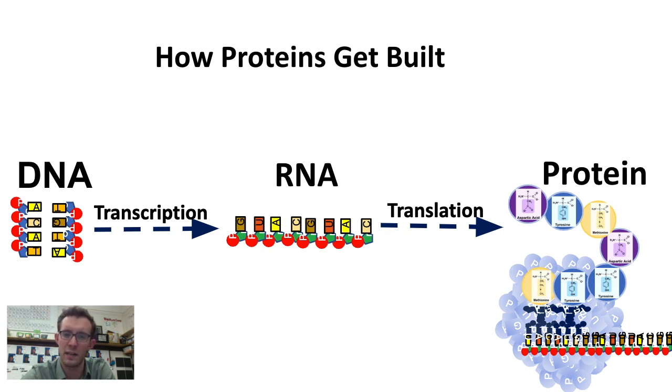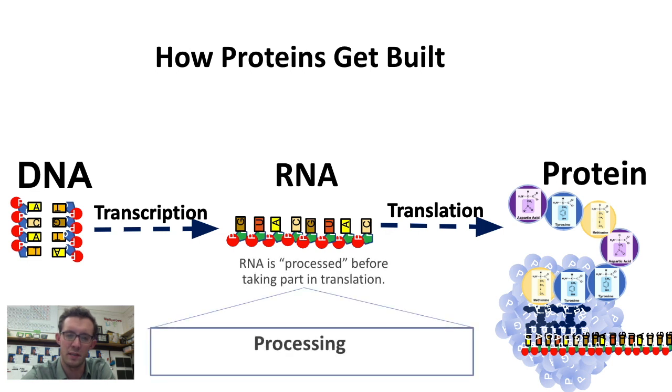Before the RNA goes on to build proteins, RNA gets processed. So after RNA has been transcribed, but before RNA is involved in translation, RNA goes through several modifications. And so before the RNA is processed, it's called pre-RNA. And after the RNA is processed and modified, it's called mature RNA.